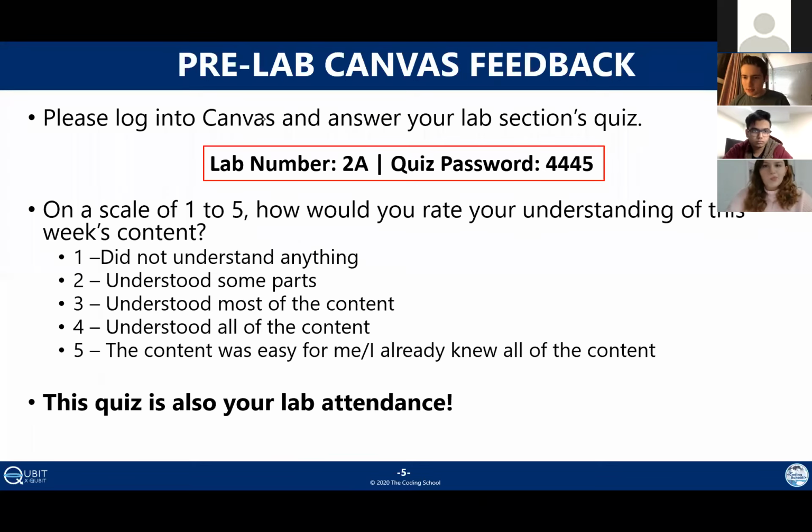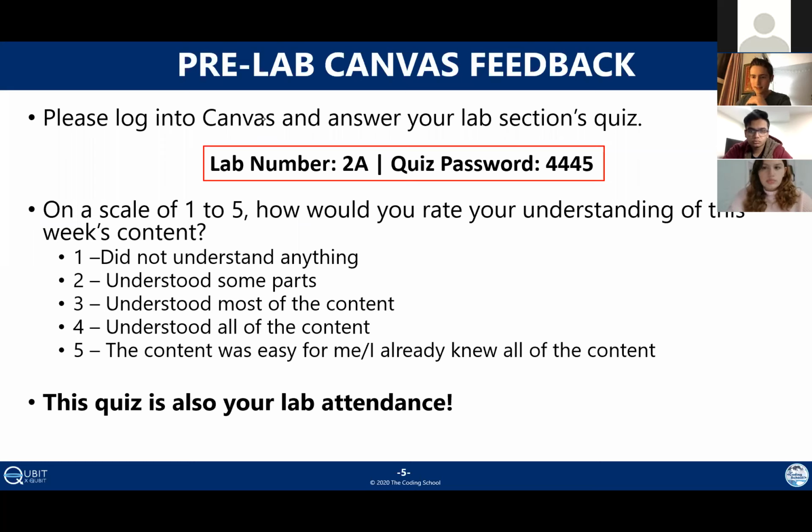Okay, so one person says the code won't work for me. I'm assuming that's the password. So just make sure that you are in the correct lab number quiz. There are different quizzes for different lab sections. Just make sure that you're in the 2A lab section. And then the quiz password 4445 should work.